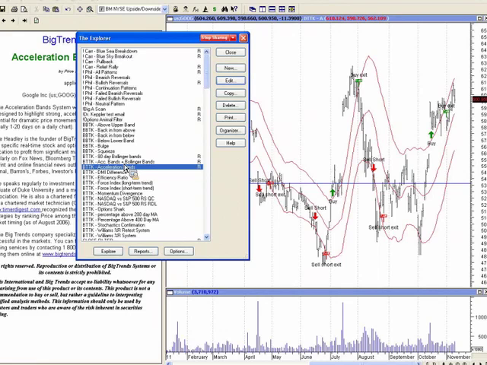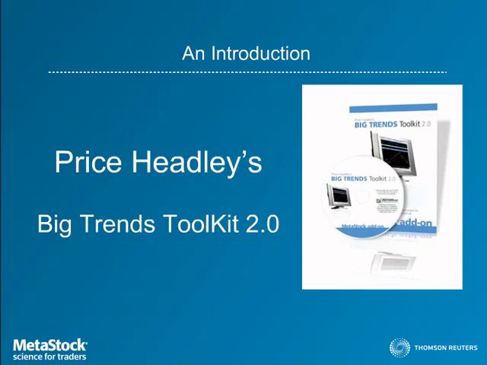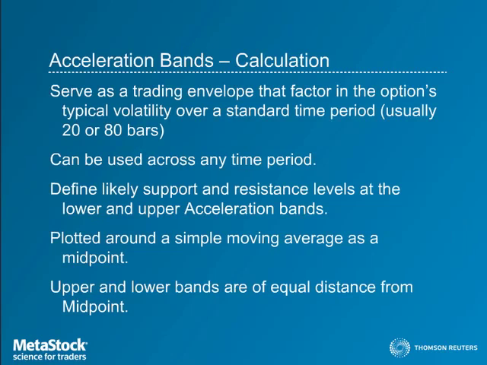So this is acceleration band. Let me go back into the presentation here. That'll take a second to load, but it won't take too long. And here's the calculation for those of you that are interested. This was probably what I was looking for in the manual there on the fly.